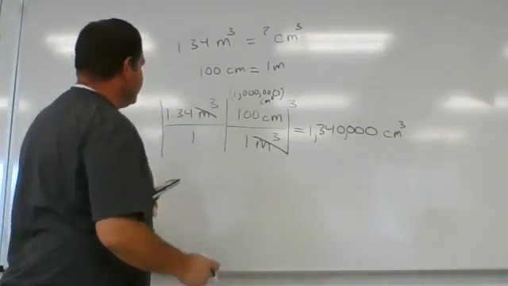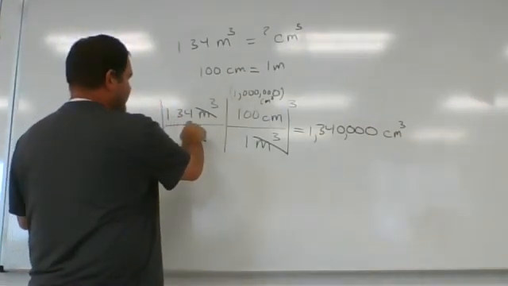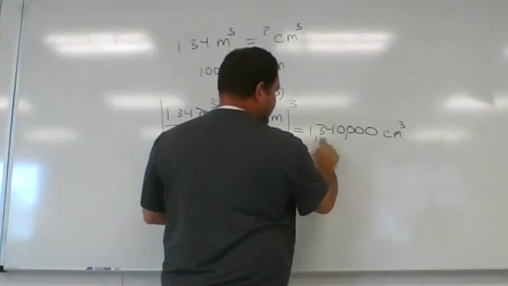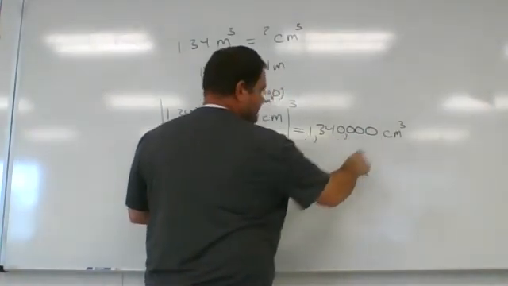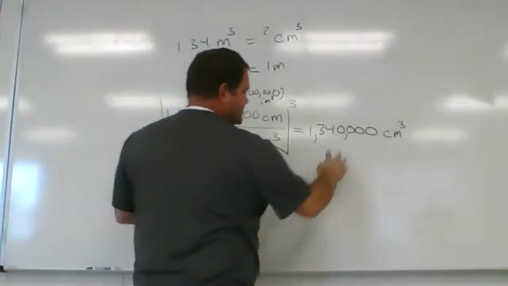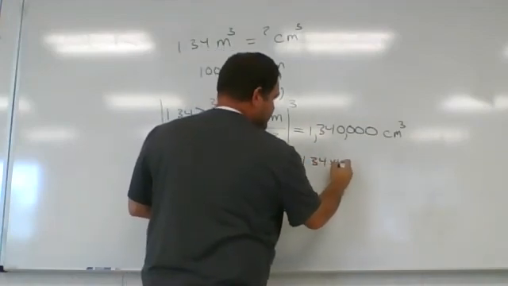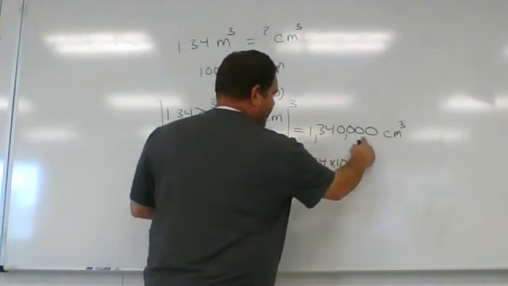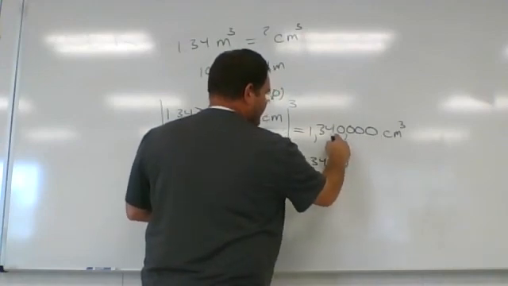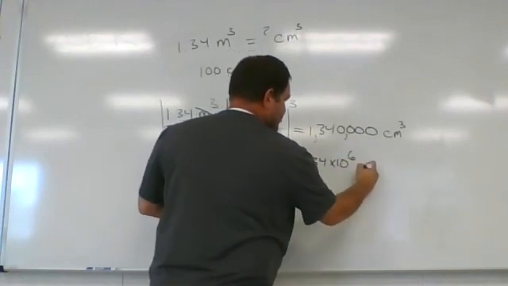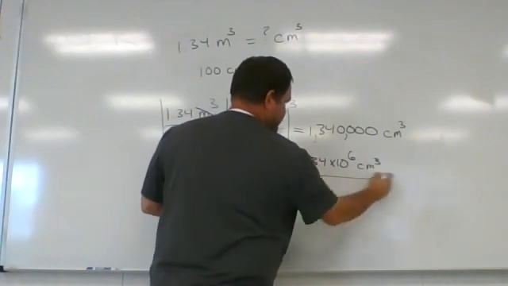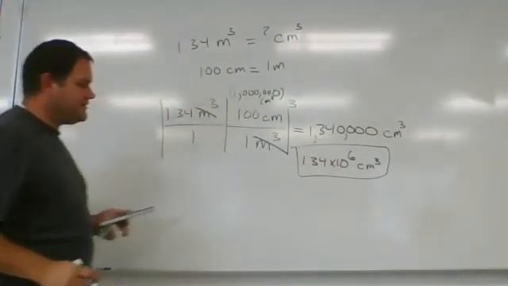Now, as far as significant figures go, I need 3 significant figures. I do have 3 significant figures. These zeros are just placeholders, so I can leave it like that, or I can go 1.34 times 10 to the, what, 1, 2, 3, 4, 5, 6 cubic centimeters. Give me my final answer in scientific notation.